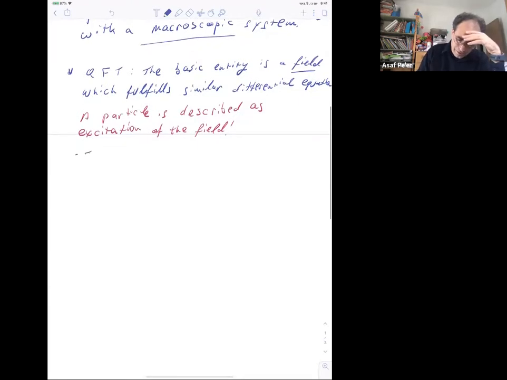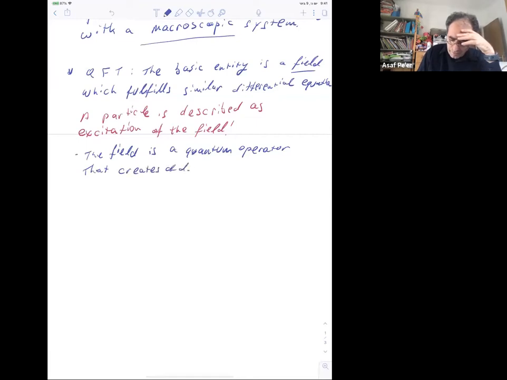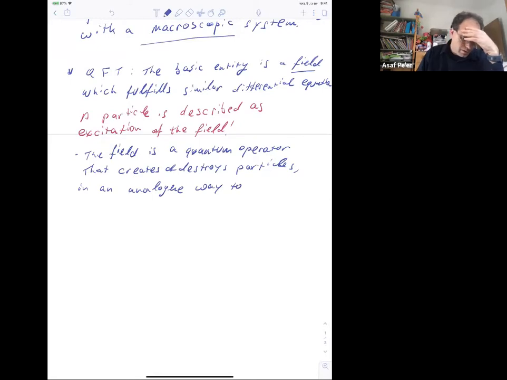So the field, let me write it down. The field is a quantum operator that creates and destroys particles in an analogous way to the ladder operator in the simple harmonic oscillator.